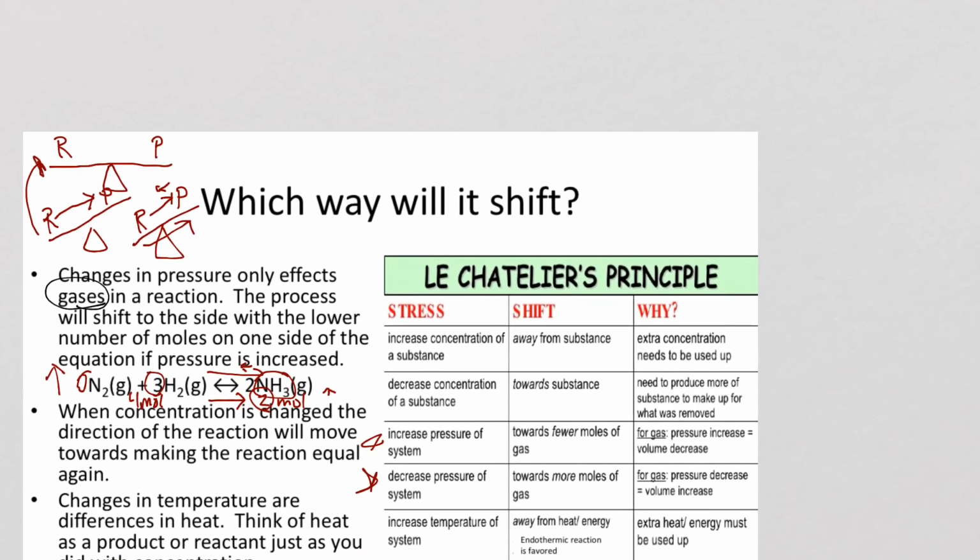So that's why when we talk about an increase of concentration, the shift will be away from the substance that was just increased, while a decrease will be towards that substance, because now there's a need to produce more of the substance to make up for what was removed.